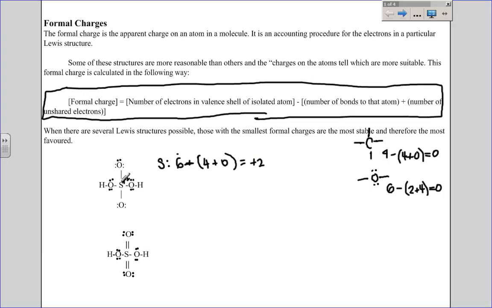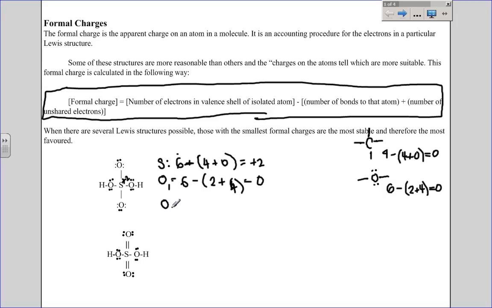Now for oxygen, there are 2 different types of oxygen in this molecule. There are these 2, one at the top and the bottom, that have 1 bond and 6 lone electrons, and there are these 2 that have 2 bonds and 4 lone electrons. Let's study these ones first. We'll call them O1. Oxygen starts with 6 valence electrons. We're going to subtract the number of bonds, which is 2, plus the number of lone electrons, which is 4, and we are left with a formal charge of 0. So these 2 oxygens in this molecule have no formal charge.